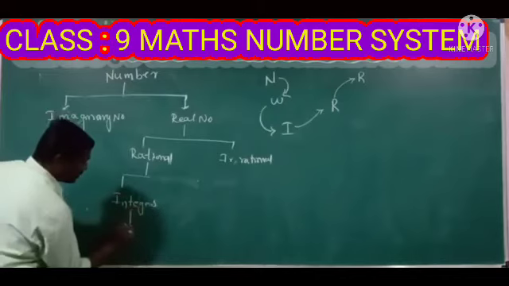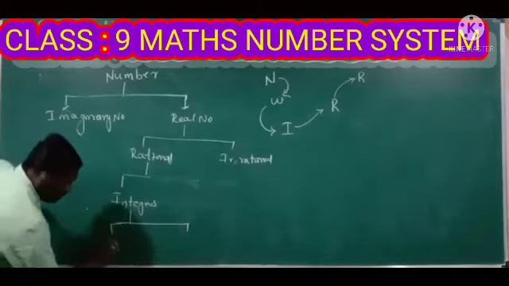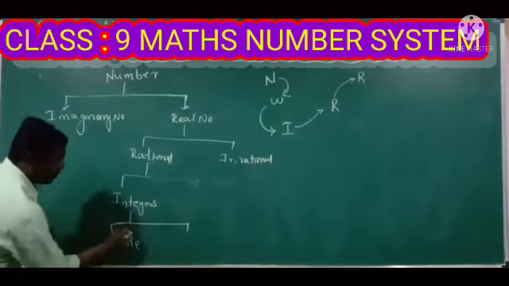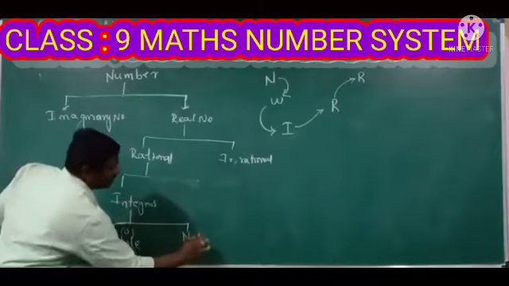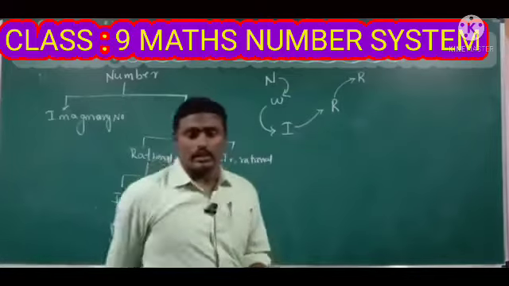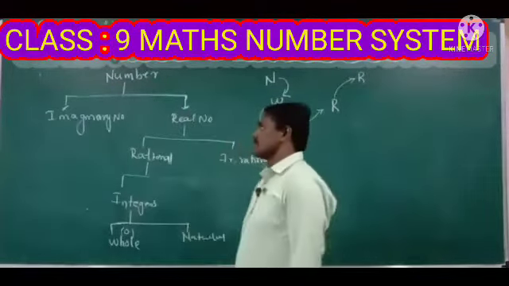Integers, and these integers are divided as whole numbers. If it includes 0, it is a whole number. If it starts from 1, it is a natural number. Right? So this is the symbolic representation of the number system.